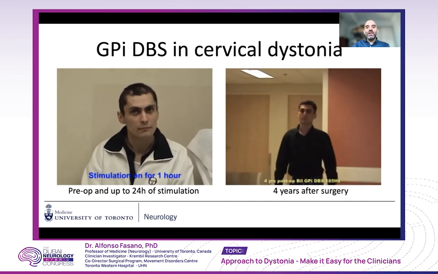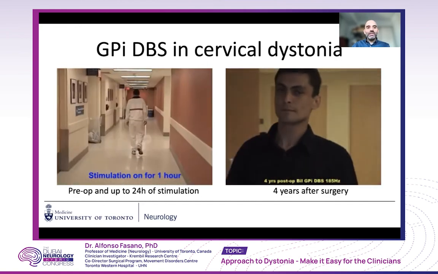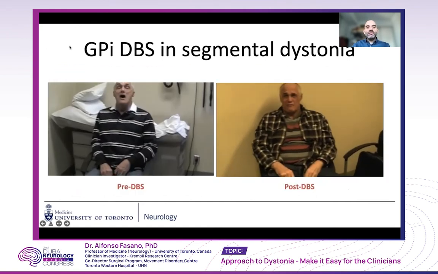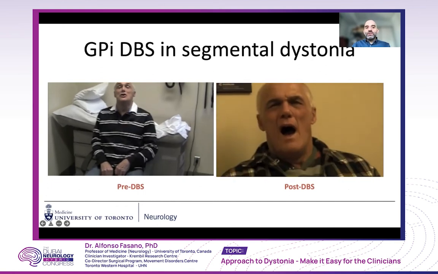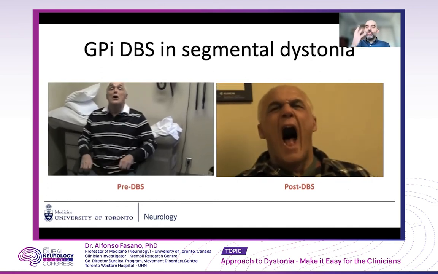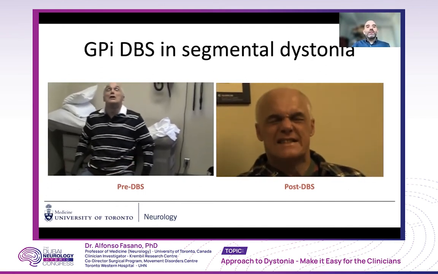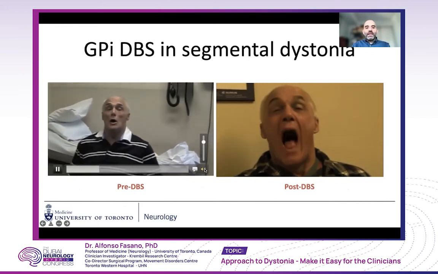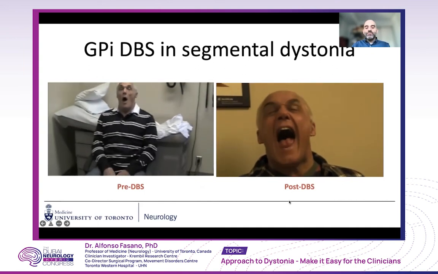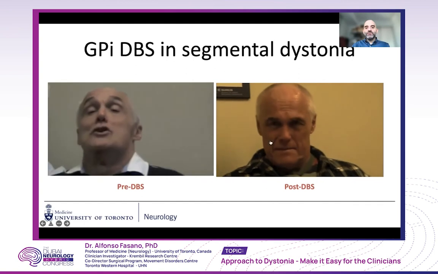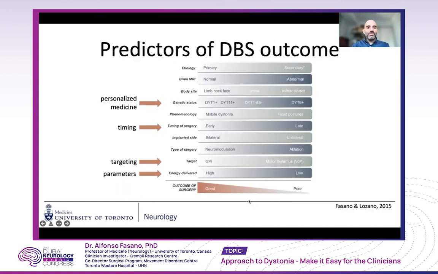This is a man with torticollis. You see how he does 4 years later. This is another man with laryngeal dystonia and orofacial dystonia. Try to relax your arms in your lap. And this is again how he improved, even though the improvement wasn't perfect, especially in these eyes, after deep brain stimulation. We now know that there are certain genes that respond better than others.